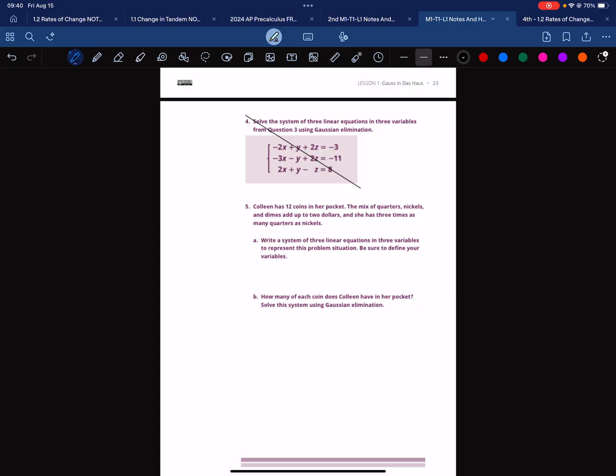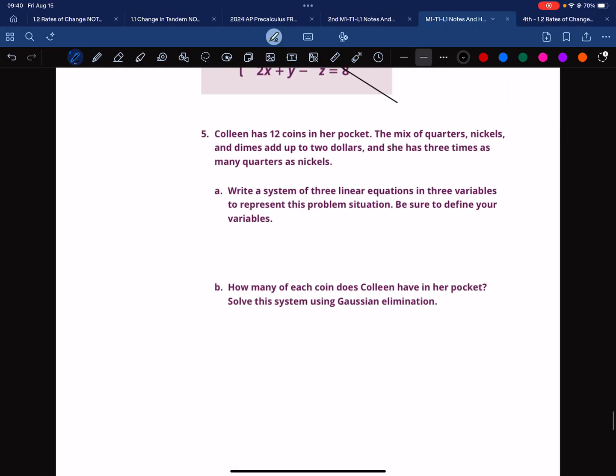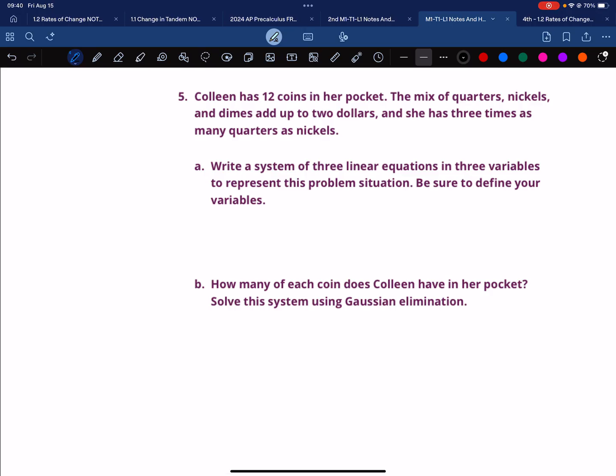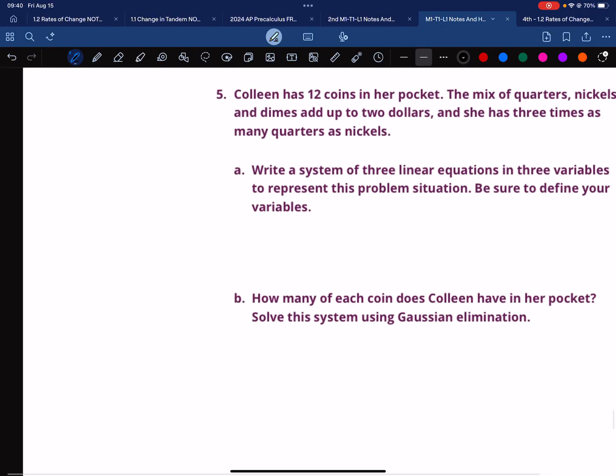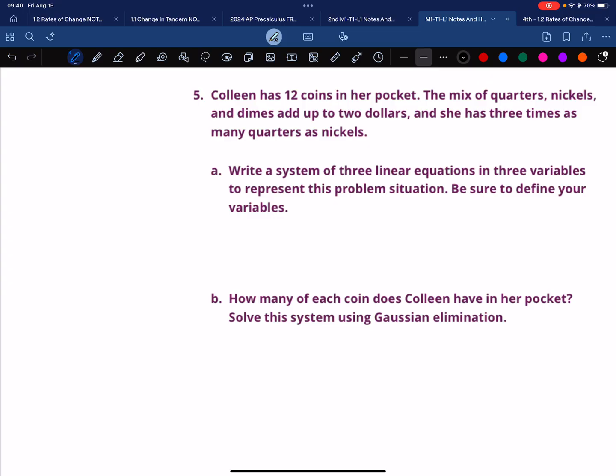Okay, so it's a word problem. We're going to write the equations and solve the system. So here we go. Colleen has 12 coins in her pocket. The mix of quarters, nickels, and dimes add up to $2. And she has 3 times as many quarters as nickels. So first thing we need to do is write the system of equations, and we need to make sure that we define our variables. We're talking about quarters, nickels, and dimes. So let Q be the number of quarters.